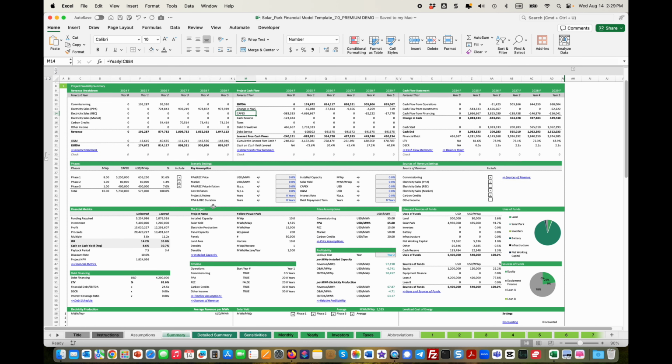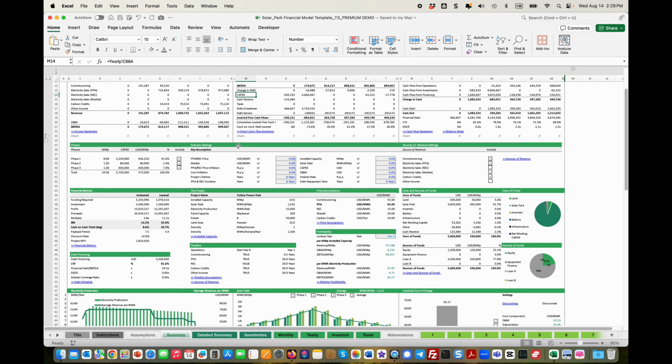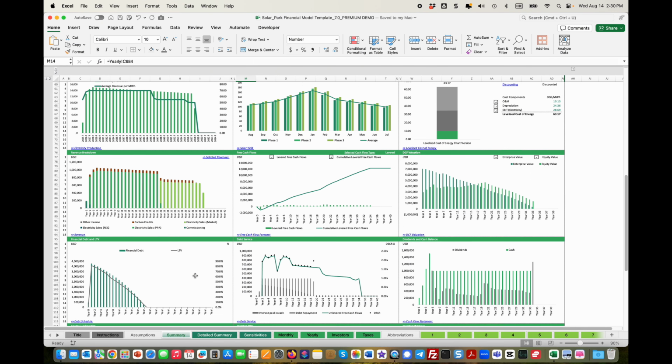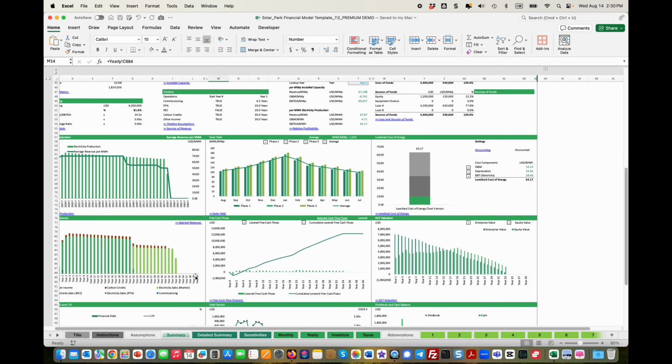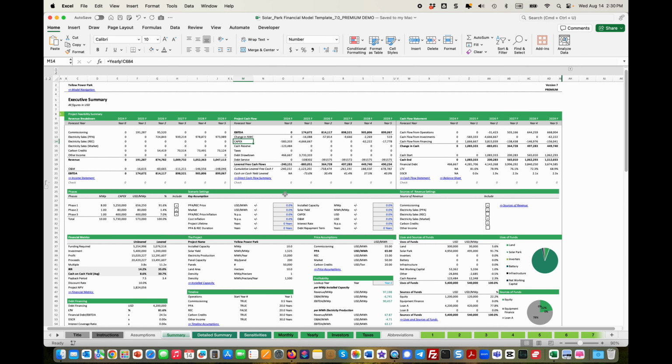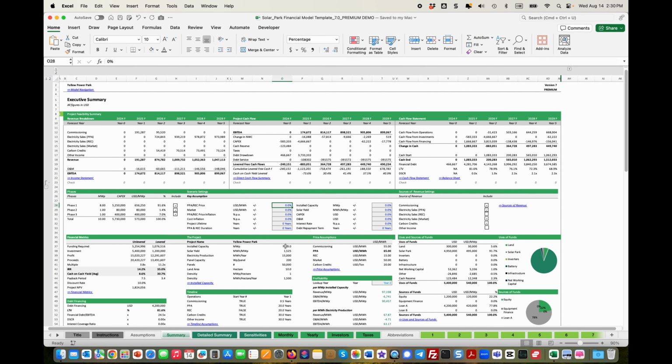Lastly, let's have another look. So we have here one sheet, which is a general summary sheet, which analyzes the business case. And now what we also want to do is run scenarios. We want to know what happens, let's say, if the PPA price is 10% lower. And now let's see what happens to the IRR.